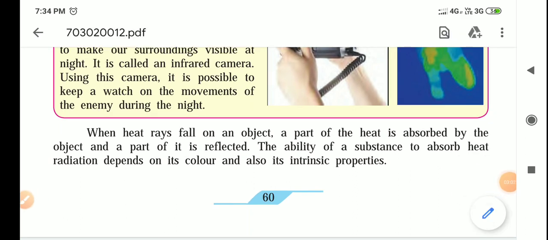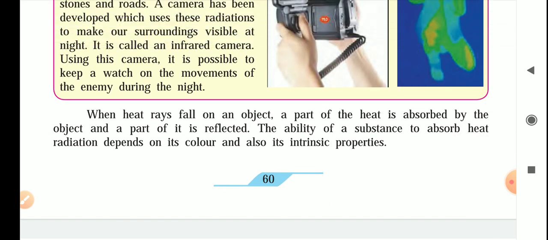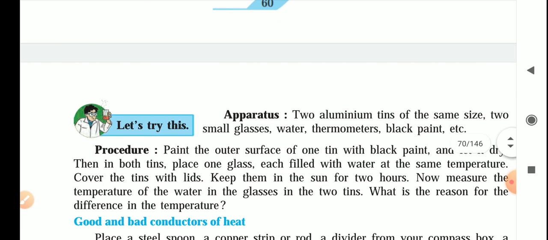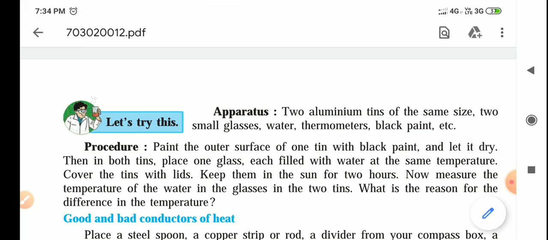What is an intrinsic property? It is a property that an object has of itself, independent of any other things. So it is called an intrinsic property. Now let's understand this concept, that is, absorption of heat, which depends on color as well as intrinsic properties, with one experiment.